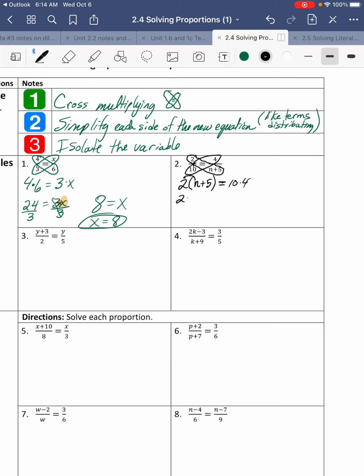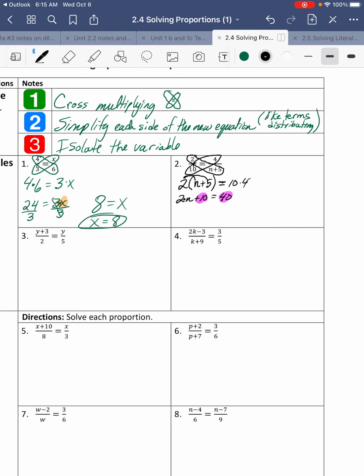We do distributive property. 2 times n is 2n plus, or 2 times a positive 5 is a positive 10, so plus 10. 10 times 4 is 40. All right, both sides of the equal sign are simplified. We now need to see if there's any like terms. There we do actually have like terms on opposite sides of the equal sign, so 10 and 40. So we could do that.